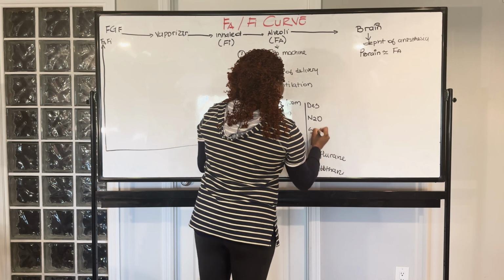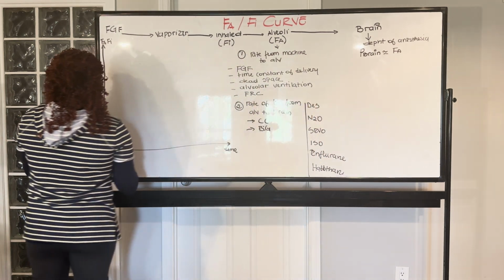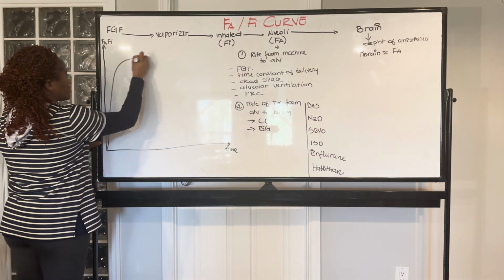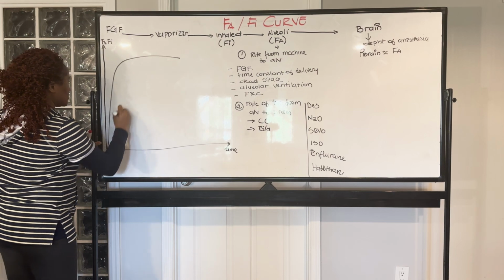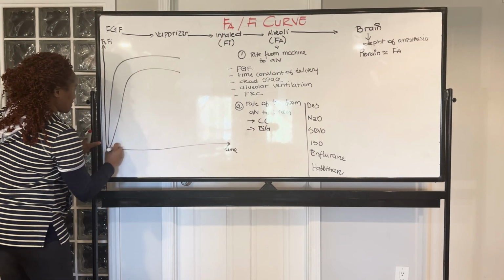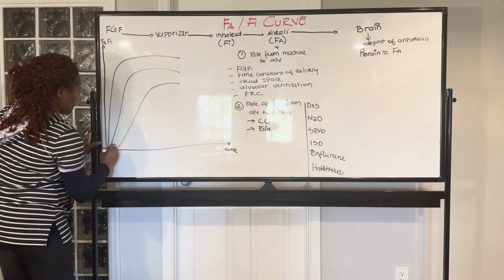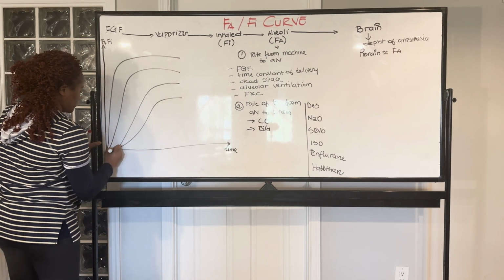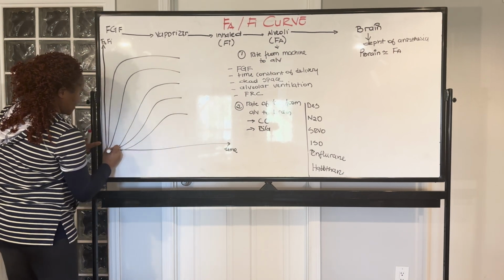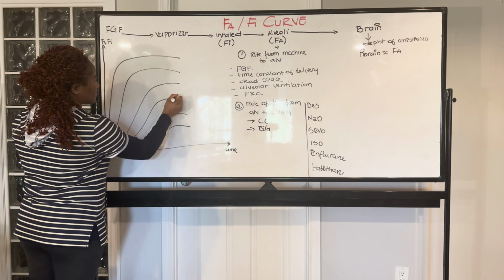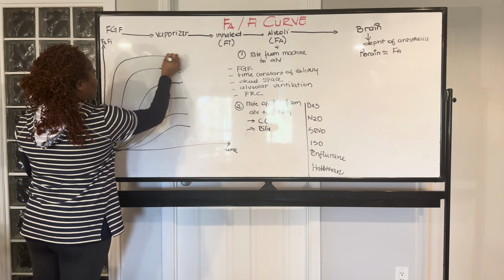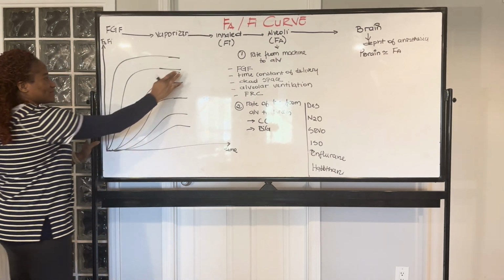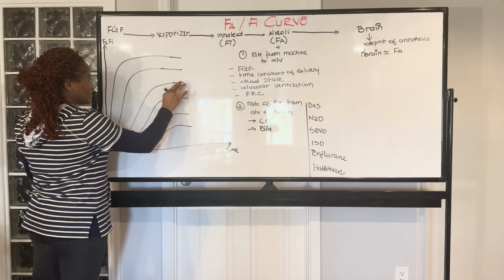So 1, 2, 3, 4, 5, 6. So here 1, 2, 3, 4, 5, and 6. This is not perfect, but it's just to illustrate the concept.